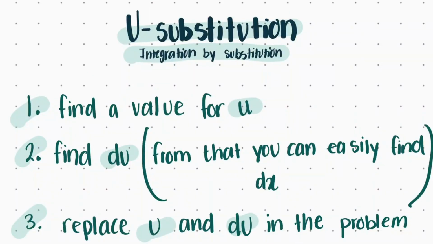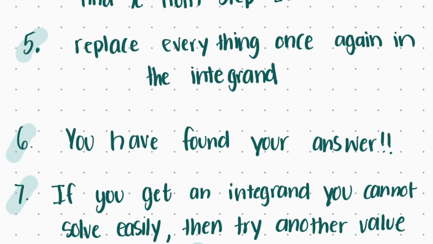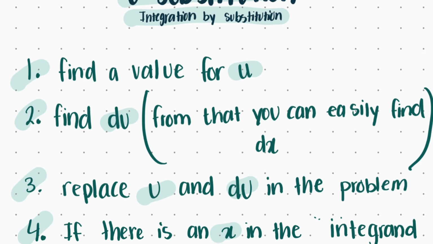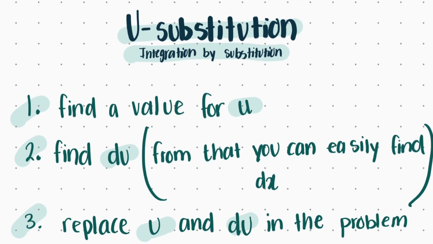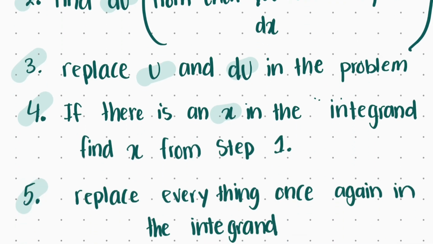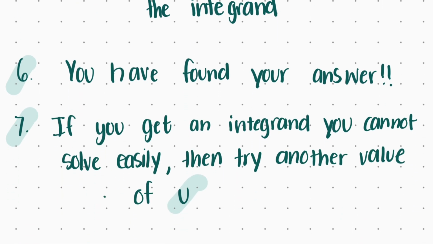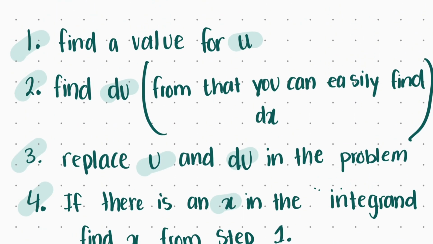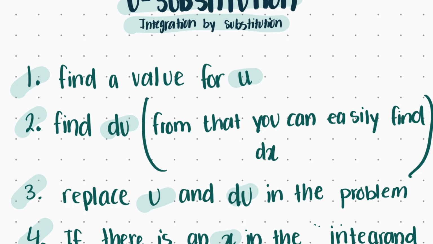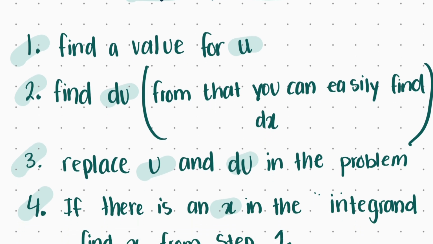So this video is wrapping up, but before you go, I created a nice list for you guys in case you were a bit confused on all the steps for U-substitution, since there were a lot. So the list I made has a total of 7 steps. So let's go over them together. First, of course, we need to find the value of u. And then the second step is that we need to find du. The reason for that is that you could easily find dx. So those are the first 2 steps.